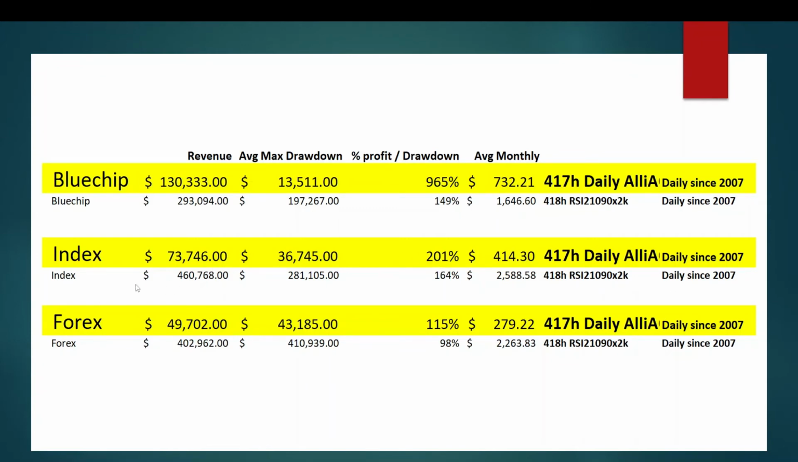Whereas the RSI2 strategy yielded 460,000. Now that sounds very impressive, but again, you need deep pockets. 281,000 drawdown over all those indices. So a profit over drawdown percentage of 164. So the alligator strategy was still more efficient in terms of performance, albeit lower revenue.